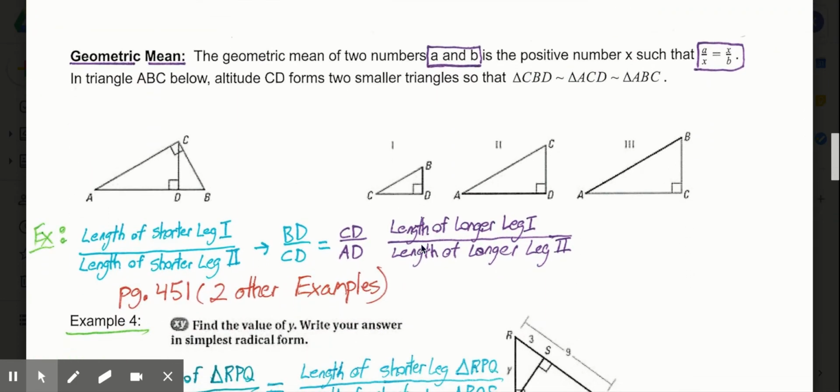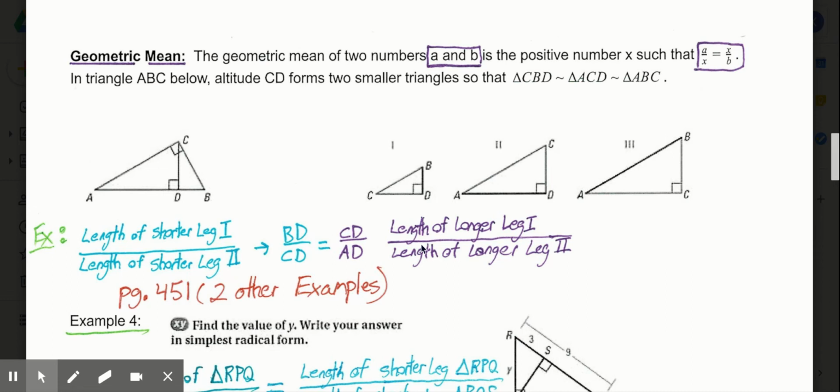Now we get into the idea of a geometric mean. Now, a geometric mean is used for a few different things, and there's actually a couple ways we can calculate it. But in this case, we're going to define the geometric mean looking at two numbers, a and b, so that it is a positive number x, such that a over x equals x over b. We're going to look at that setup related to some of the triangles below.